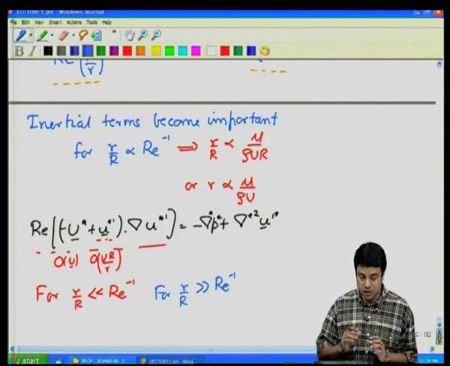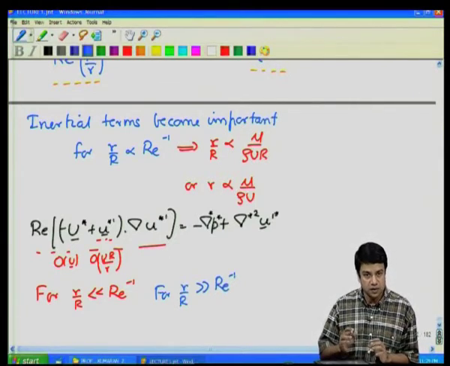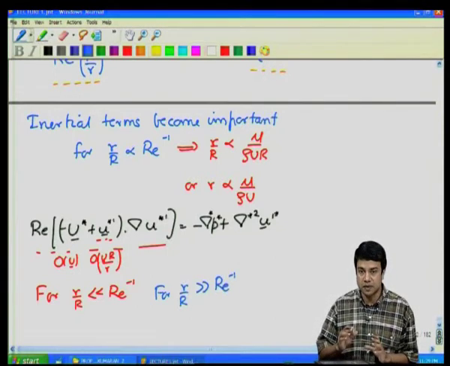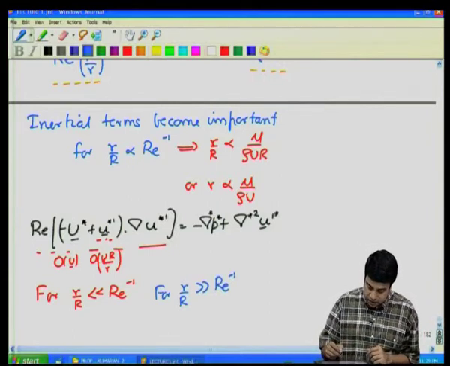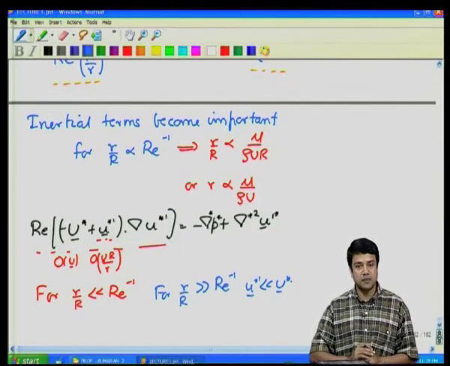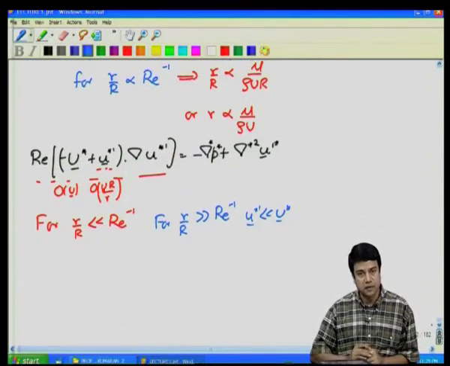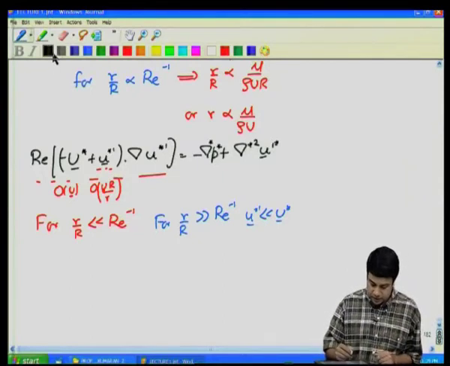However, within the inertial term, I have two velocities, minus capital U plus u prime, and when r becomes large, u prime goes as 1 over r, whereas capital U itself remains independent of distance, because it is a constant, it is the velocity of the fluid far away. Therefore, in that case I can neglect u star prime in comparison to u star, and I get a simplified equation for the velocity disturbance.